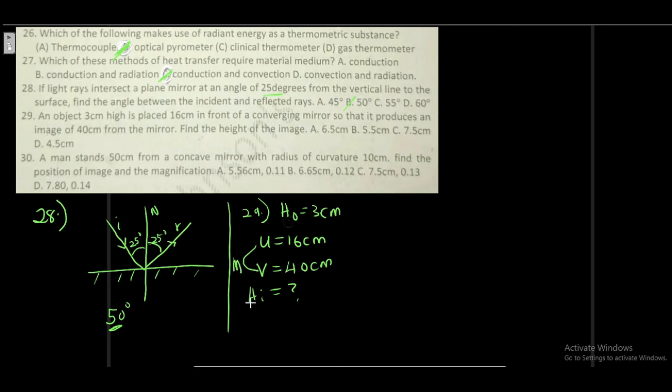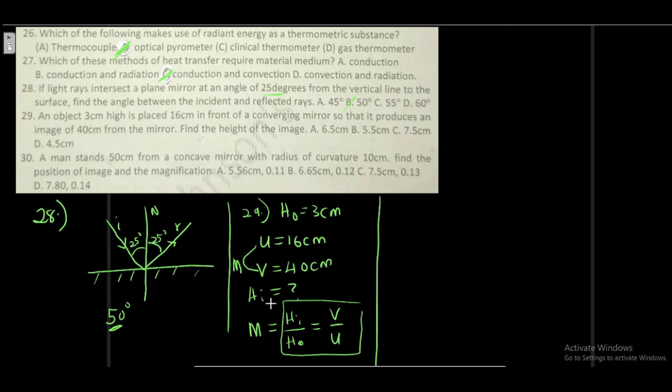The same thing with height of image and height of object. We have that magnification is equal to height of image over height of object, and magnification is also equal to image distance over object distance. So we can just use this equation and solve to get our answer. So we're going to have height of image being unknown, that's what we're asked to look for, all over height of object being 3 equals image distance being 40 over object distance being 16.